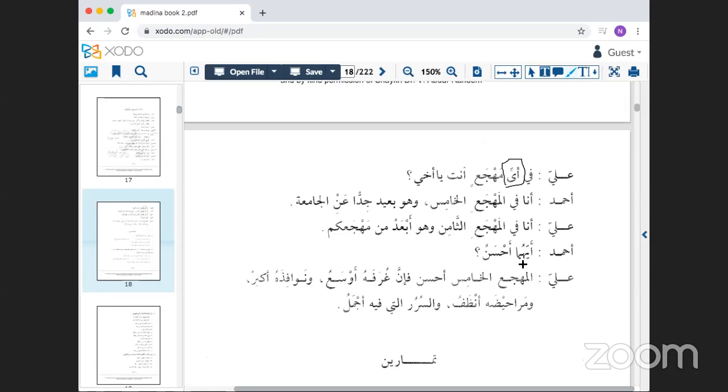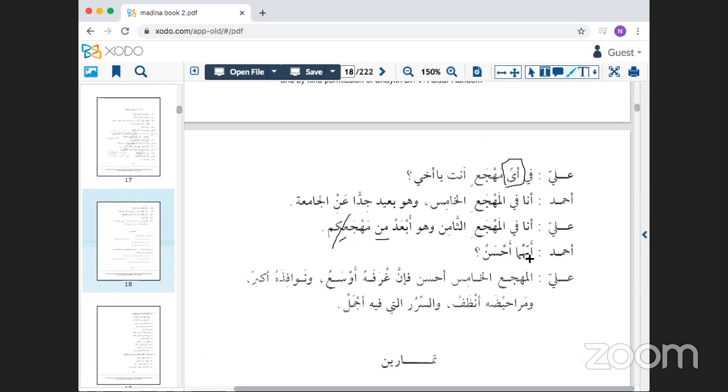Fadhil. You know, in min mahja'ikum, the min is a harf al jar, and mahja' is majroor. Where is it now? Min mahja'ikum. That's harf al jar, and this is majroor, and this is mudaf ilayhi. Is it clear? Yeah. Jayid.